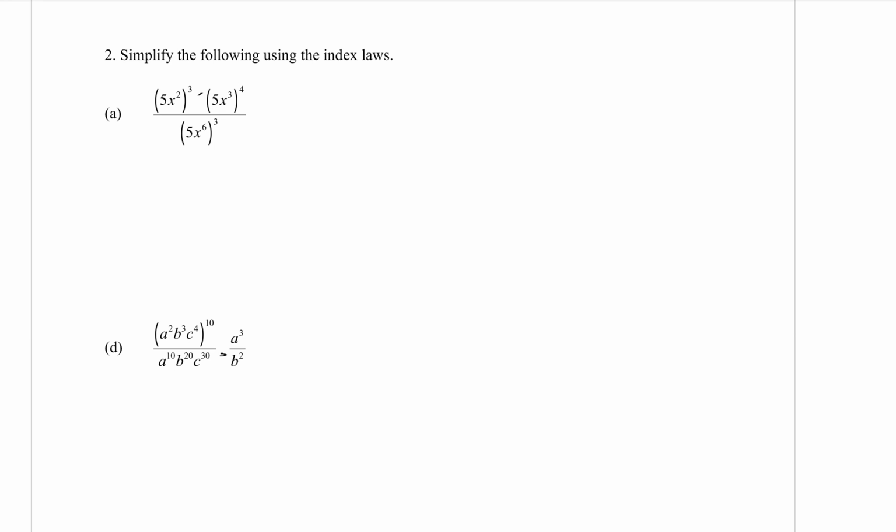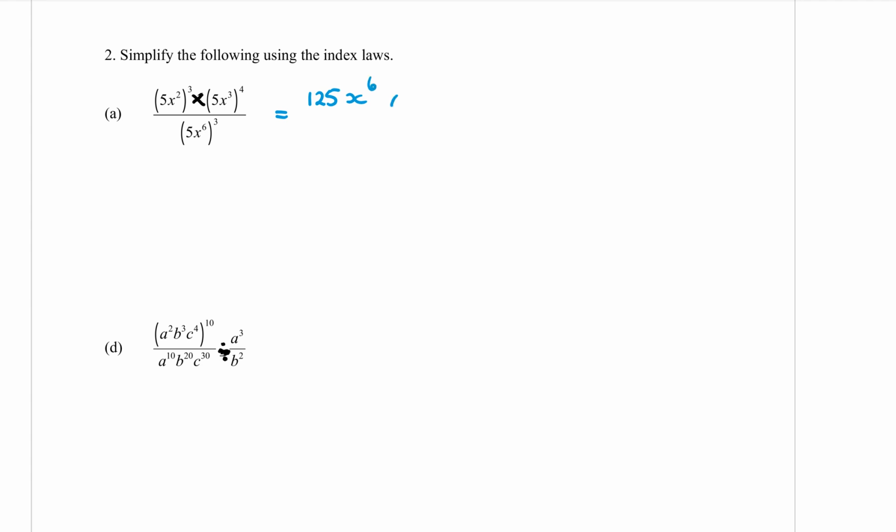Okay, again, that needs to be a multiplication sign. And this one down here is a divide sign. So deal with the brackets first. So the big 5, we need to do 5 to the power of 3. 5 to the power of 3 is 125. Then base of x, you times the powers together. 2 times 3 is 6.